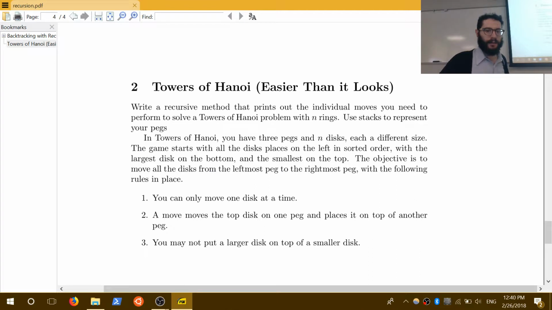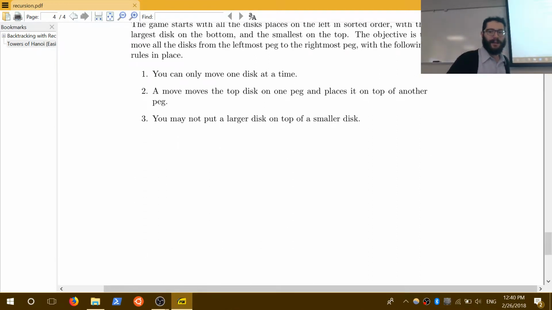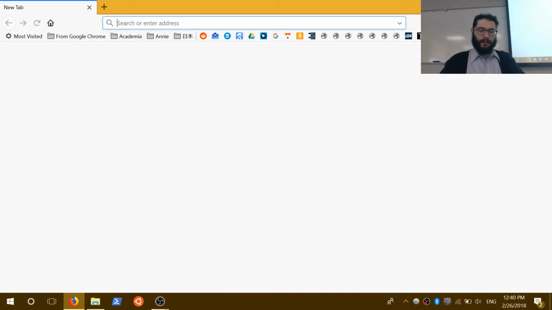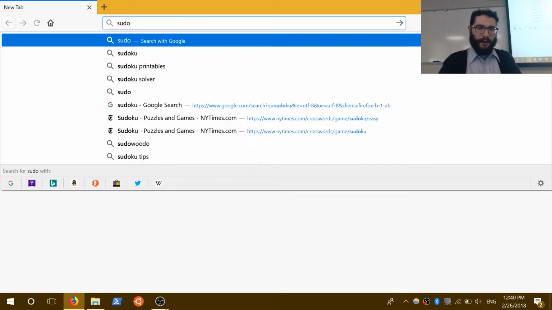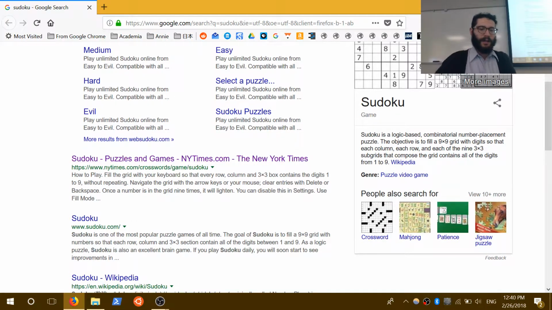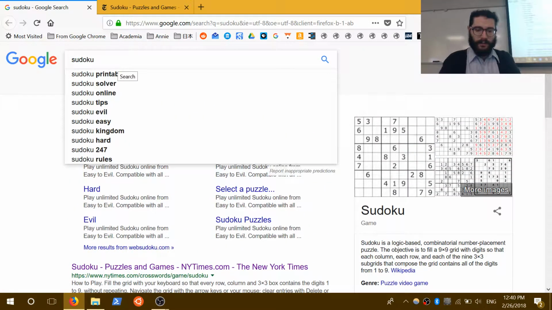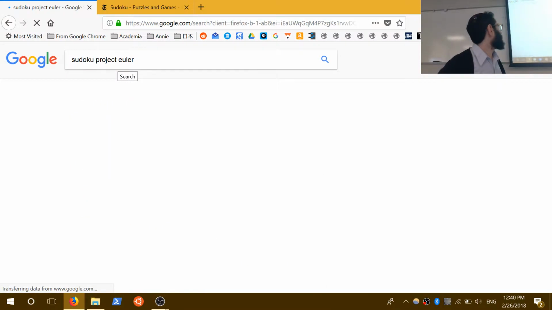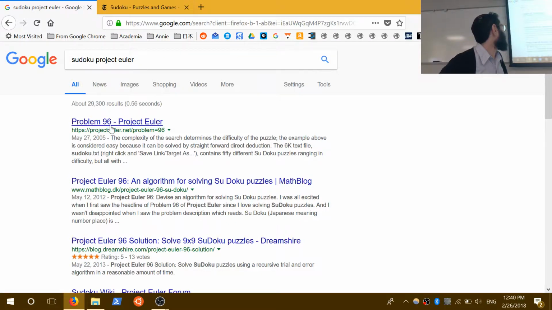Now, formally, I would do the Towers of Hanoi, but we went over that in class, and I feel like it's not a worthy challenge, really. So let's go ahead and find a worthy challenge, which is Sudoku. Now, I did this last semester in class, but rather I'm going to give you guys this problem on Project Euler, which if you've not seen yet, we're going to do this.